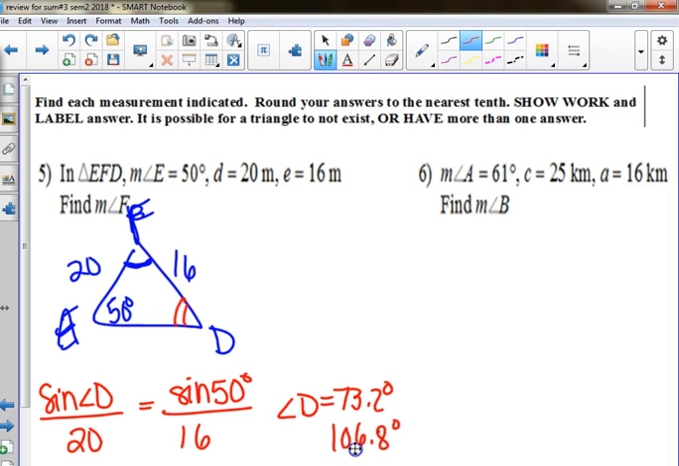Okay, now I don't think I did this to you on the quiz, but both of these are D and they want F. So you have to say if D is 73.2, I have 180 minus a 50-degree angle and a 73.2, that would make F 56.8. If the D had instead been 106.8, 180 minus 50 and 106.8 would leave 23.2.